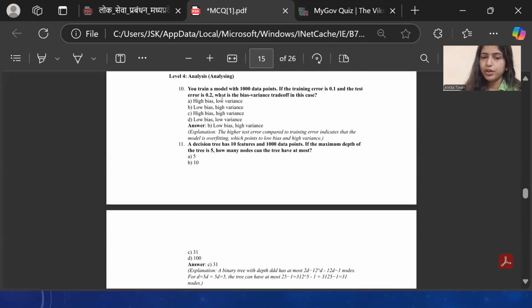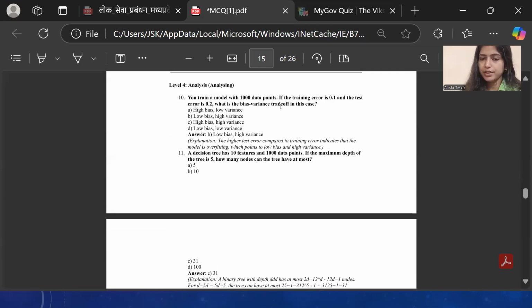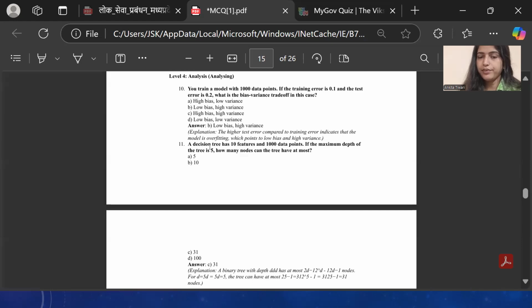You train a model with 1,000 data points. If the training error is 0.1 and the test error is 0.2, what is the bias-variance trade-off in this case? Low bias with high variance. The higher test error compared to training error indicates that the model is overfitting, which points to low bias and high variance.